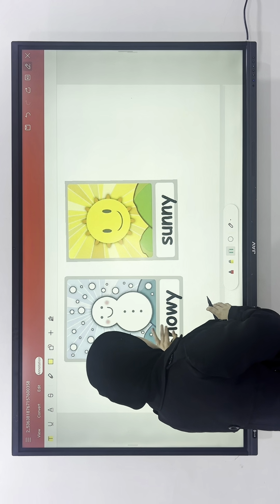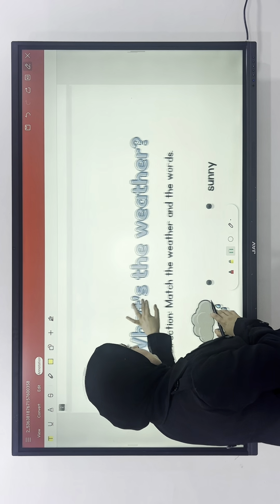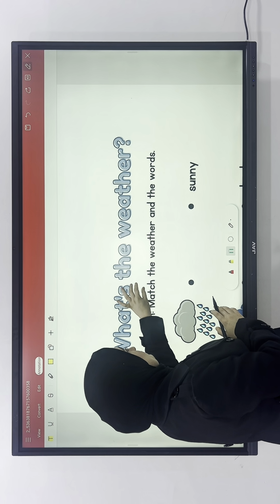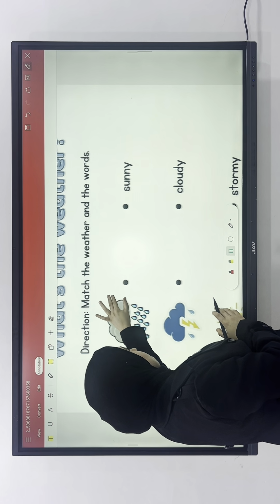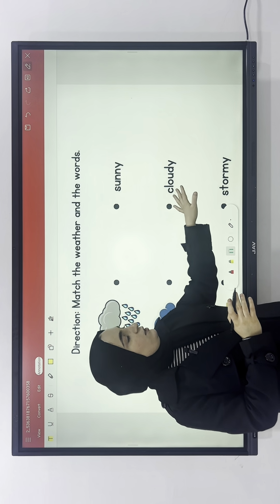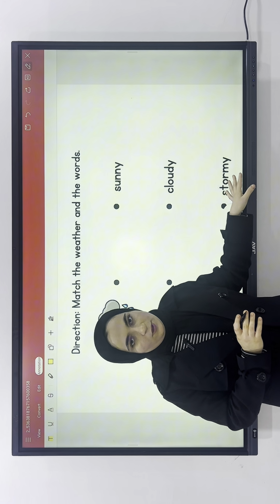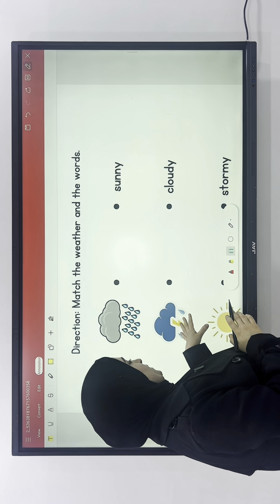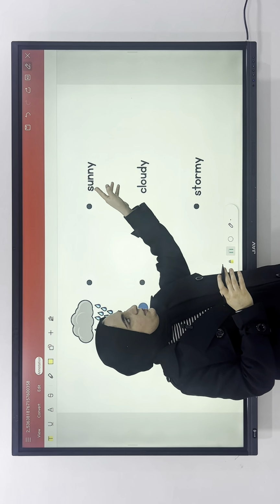Now we have a worksheet, and in this we match the words, the types of weathers, to the pictures. This is what?